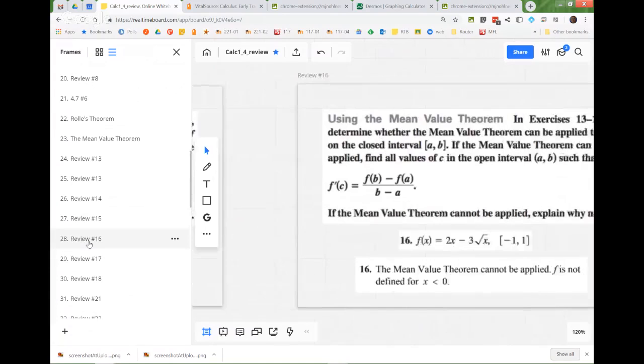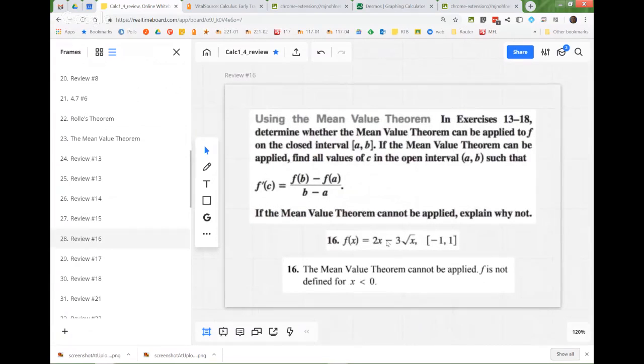Here's another one, 16, where the problem has 2x minus 3 times the square root of x, and the interval is from -1 to 1. Can't be done. Why not? Because notice there's some negatives involved in this interval, and when you put negatives under a square root sign, you can't operate. So this is not continuous and not differentiable. So 16 was another example. I don't know if any of you came upon that in your study, but for 16, we cannot use the mean value theorem.